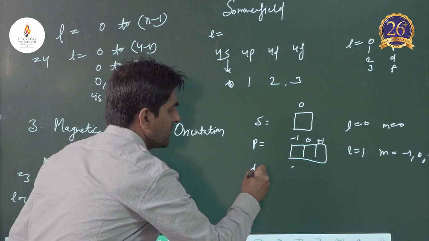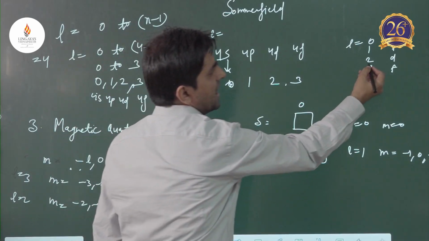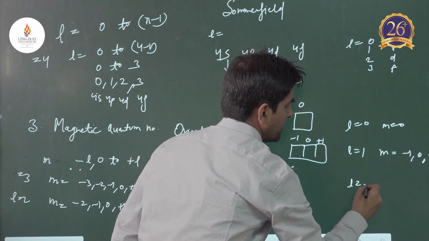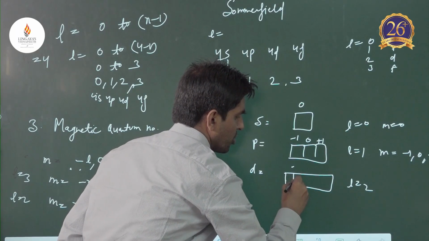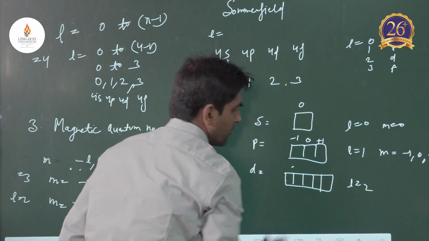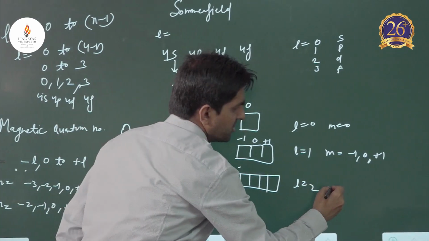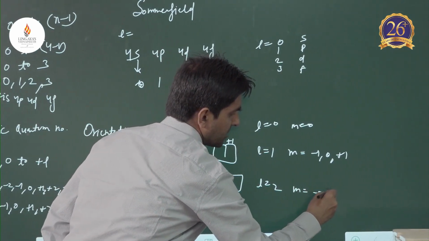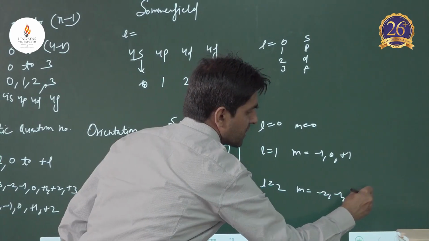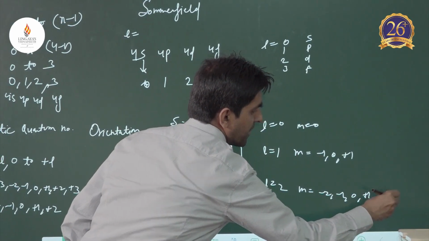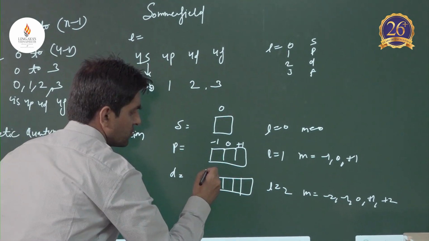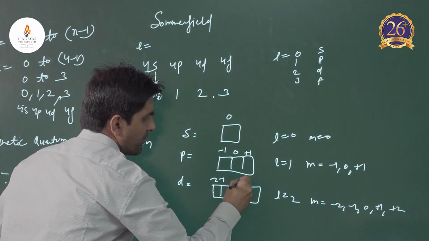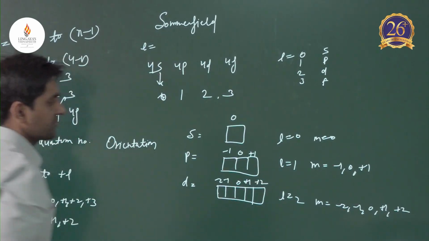If d orbital, you know that L equal to 2, it means d orbitals. So you know that there are 5 d orbitals, 1, 2, 3, 4, 5. So value of L equal to 2 means value of M equal to minus 2, minus 1, 0, plus 1 and plus 2.